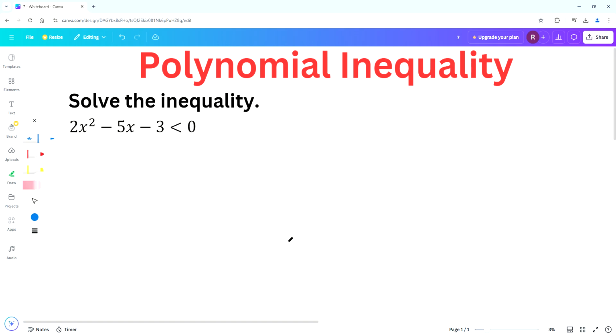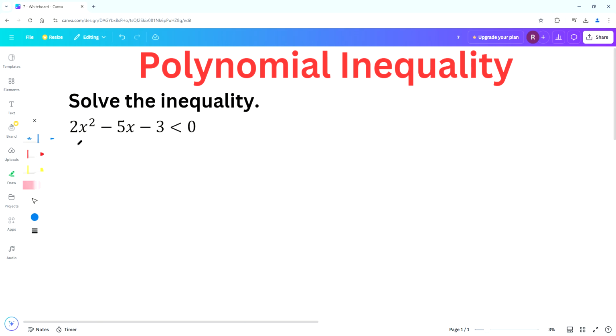In this video, we'll solve a polynomial inequality. The inequality is 2x squared minus 5x minus 3 less than 0. This is a quadratic inequality because this expression is a quadratic expression. The first step is to factor this expression.